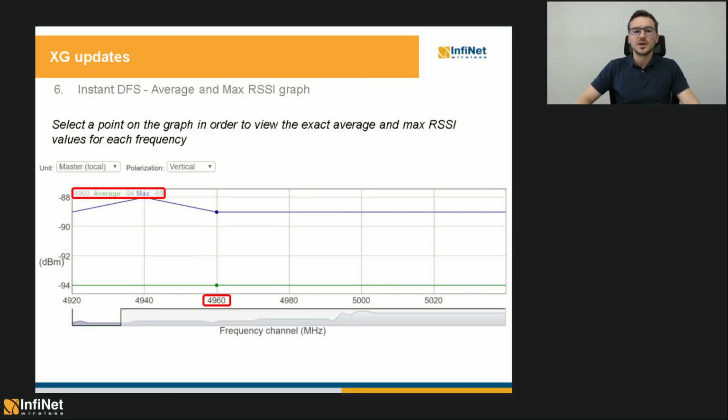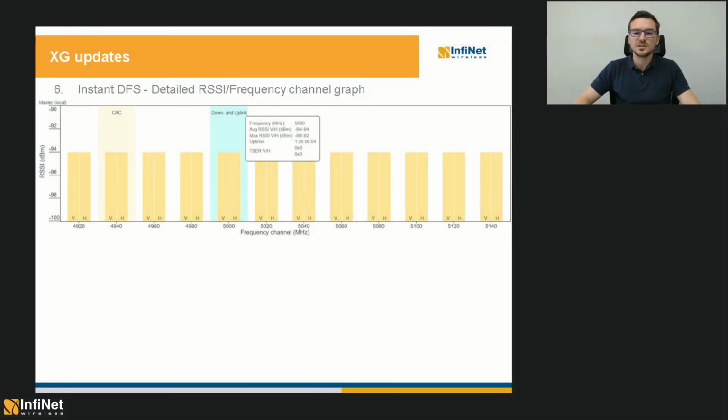In the next slide, we have the detailed graph which shows the RSSI values for both the vertical and horizontal polarizations. As you saw earlier, there are two of these graphs, one for the local and one for the remote unit. Here I'm showing only one graph as an example.